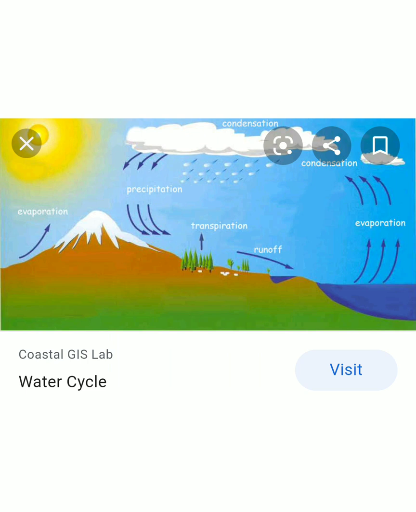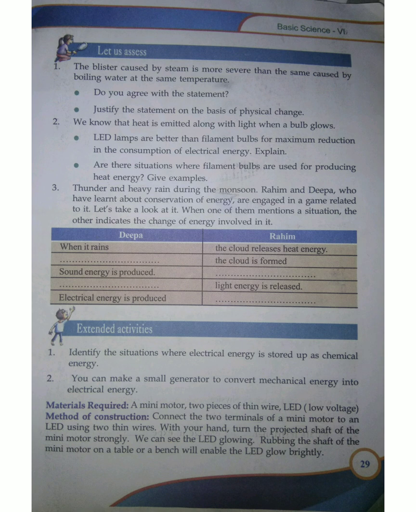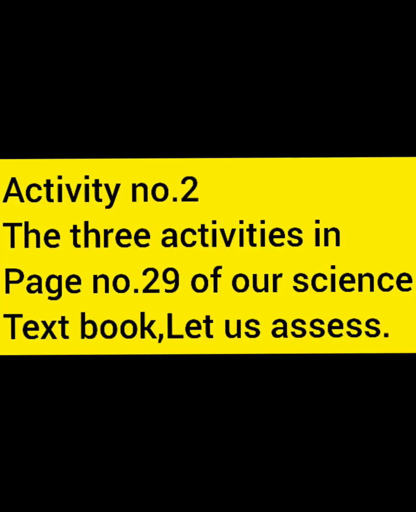Okay. Now our unit is over. All the points dealt with in this chapter are studied by us. Now we can check the Let Us Assess portion on page number 29. These are the exercises of this chapter. Okay, let it be activity number 2 in this class.